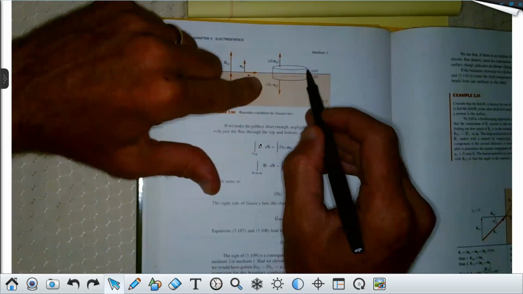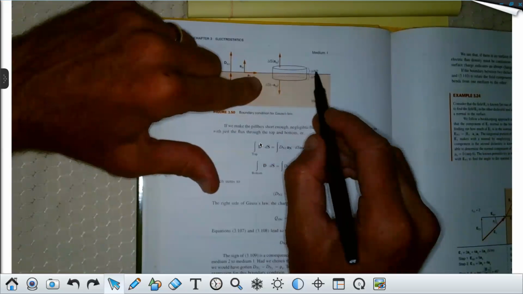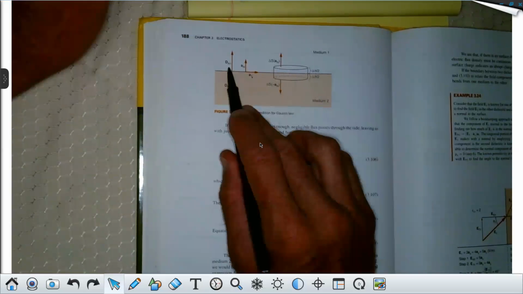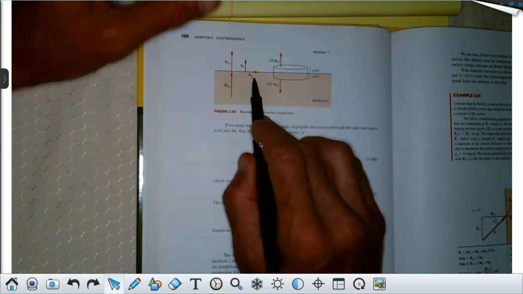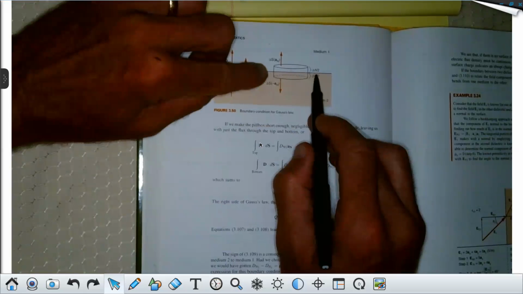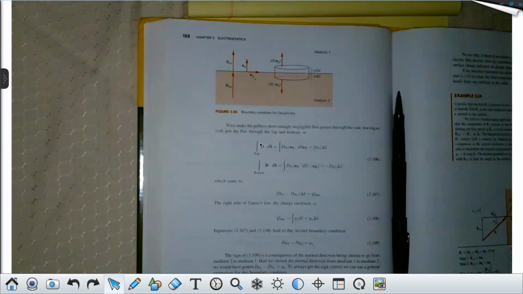You don't have to worry about this outside surface for two reasons. One is, if we take the D field in the normal direction, dot the tangent, I mean the normal here would be in the tangent, the dot product is 0. But we do one other thing. We let delta H go to 0. So this can shrink down to almost no height, just enough height so it's in the second and the first medium.